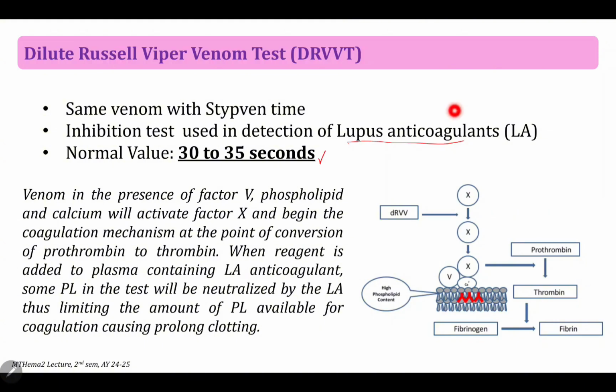Now, in the presence of lupus anticoagulants kasi guys, once your reagent, which is the Daboia russelii venom, together with your phospholipid, calcium, and your factor V, is added into the patient's plasma, some of the phospholipids would be attracted to your lupus anticoagulants and thus would be neutralized, and thus would prolong the formation of your clot in the coagulation mechanism. So, if you have prolonged results in the DRVVT, that indicates that there is the presence of lupus anticoagulants.